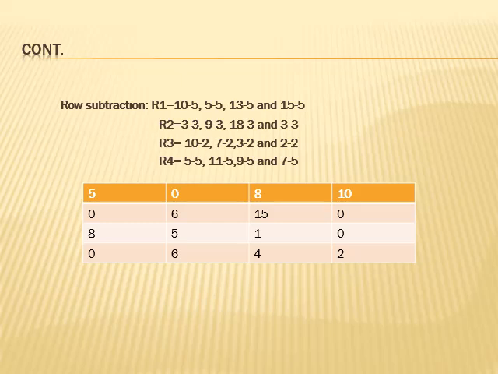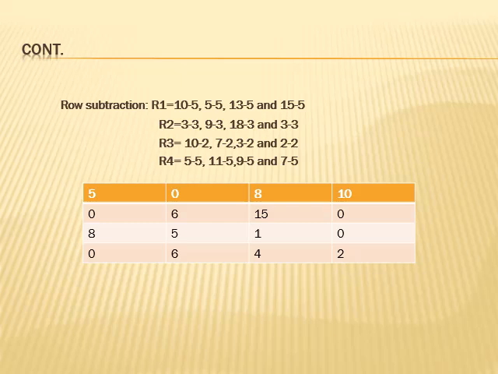Then 10 minus 5, 5 minus 5, 13 minus 5 and 15 minus 5. The result is 5, 0, 8, 10. Then move to row number 2. Check your given problem.